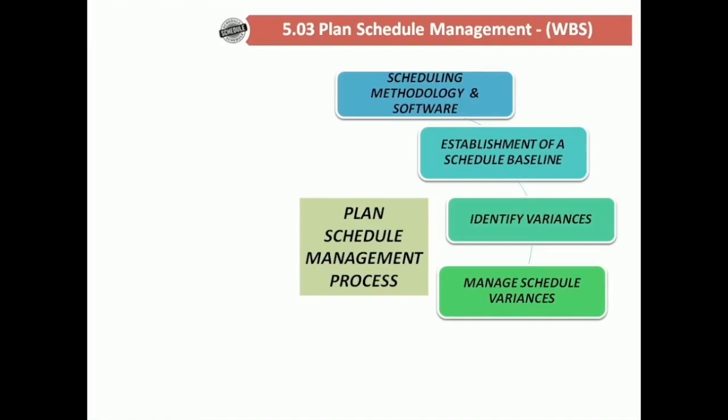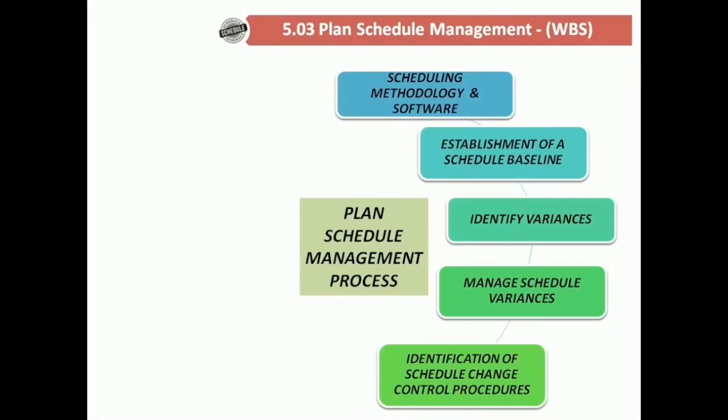Once you have identified, you need to manage schedule variances. For instance, if there is a contingency budget that will be used to acquire and assign additional resources when there will be a schedule variance, this must be included. Identification of schedule change control procedures. When there is an approved change request or when there is a variance, the existing schedule usually needs an update. How to change the schedule and its procedures must be included in the plan.